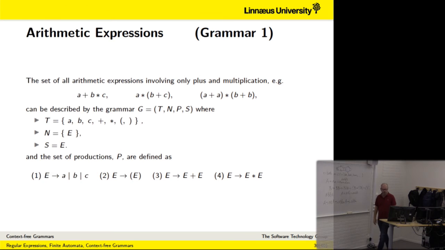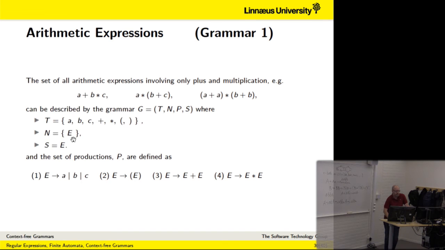Another example, arithmetic expressions. A simplified version where we only look at plus and multiplication. That means expressions like this. They can be described by a context-free grammar that looks like this. We have the number of symbols that we are using. That means everything we are using up here.